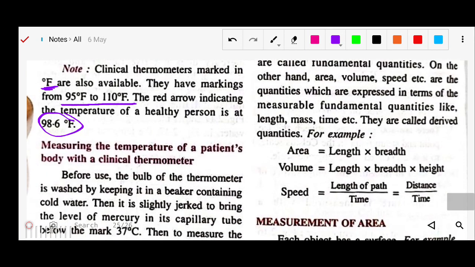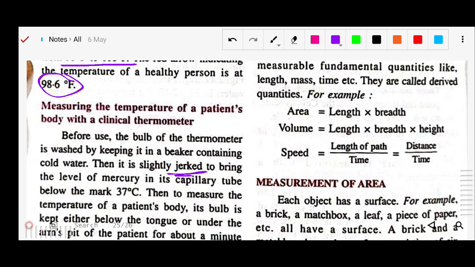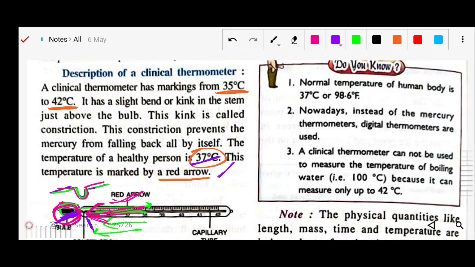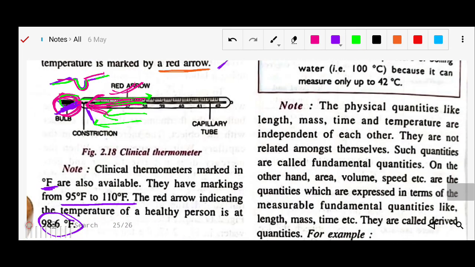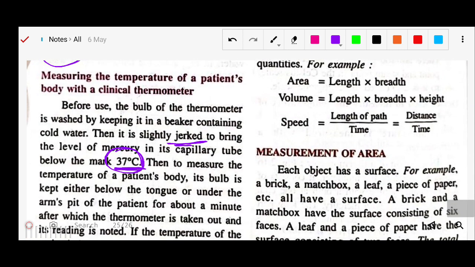So after cleaning that, the slight jerk means they are shaking it to bring the level of mercury in the capillary tube below 37 degrees. As I said, they try to shake and jerk it, and they try to bring the mercury level below 37, because the normal temperature of our body is 37. So we bring it down below 37 degrees.